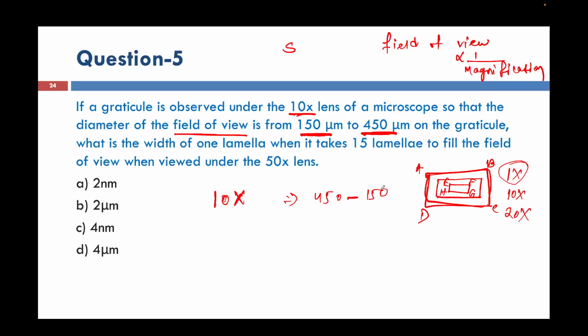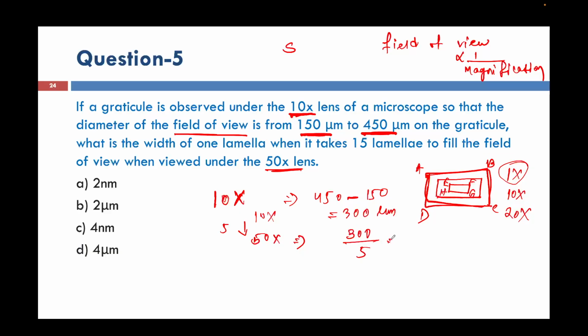That means I am able to see 300 micron if I am changing my magnification to 10x, right? So in 10x magnification I am able to see a 300 micron field of view. It is asking how much field of view I will be able to see using a 50x lens. So 50x, so here it is 5. If I am increasing my magnification by 5, then my field of view will also be decreased by 5.